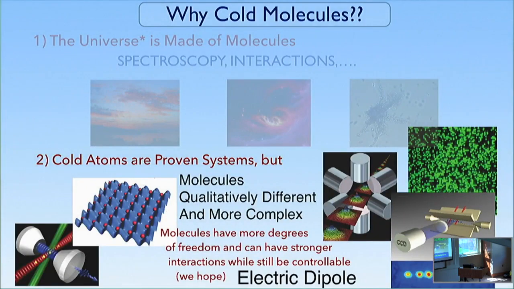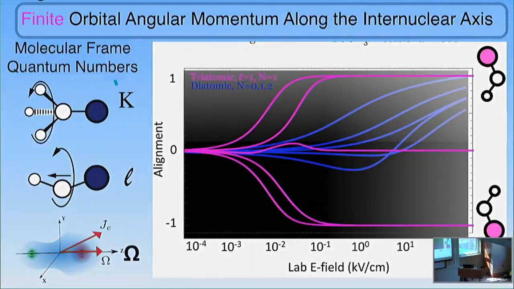Another is that although cold atoms are proven systems, molecules are actually qualitatively different and more complex than atoms. For example, you have this electric dipole, but that's not the only thing that you have. You also have vibrational states and some other things that I'll mention in this talk. For example, with molecules, it's possible to have orbital angular momentum along the internuclear axis. Now, for diatomics, it's actually very rare. We use a molecule that has this in the ACME experiment, which I'll talk about. But for polyatomic molecules, this is completely generic.